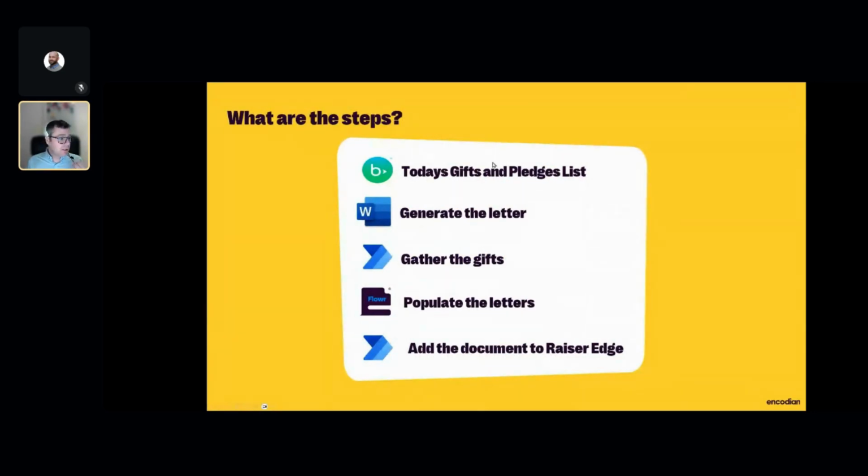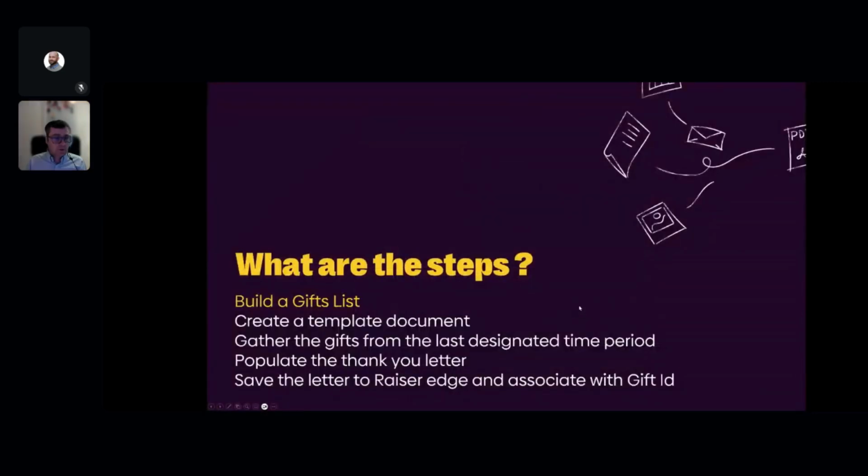So what are the steps that we're going to do? Well, firstly, we're going to create a list against our gifts so that we can use that to get back our data. Then we're going to generate the letter itself. When I say generate, this is us building the letter, actually going in and saying what we want to say. Then we're going to gather the gifts themselves. Then we're going to populate those letters. And then we're going to add them into Raiser's Edge ready to be used. So there are our steps. Let's start with the first one, which will be building a gifts list.